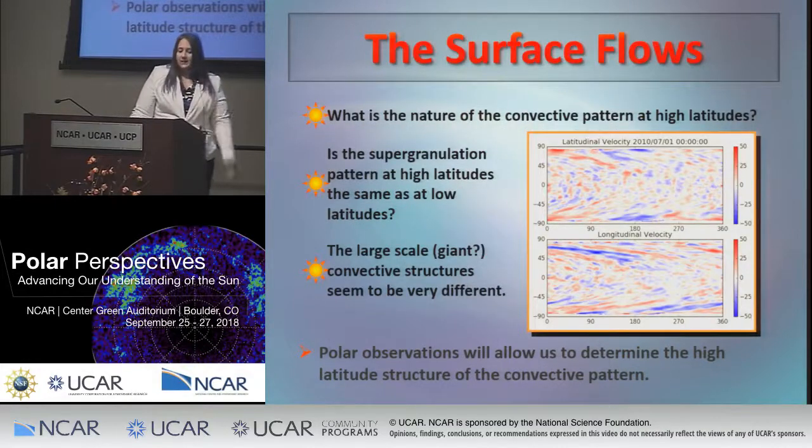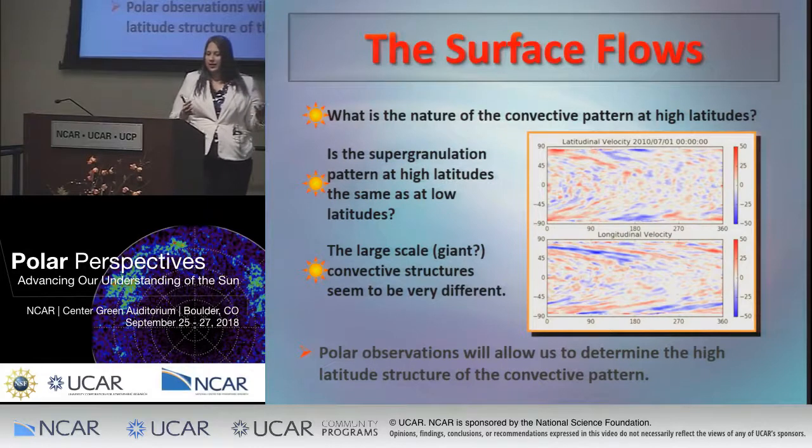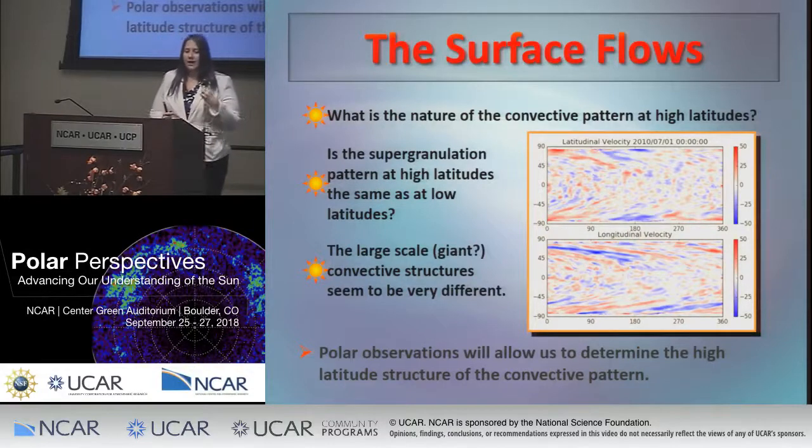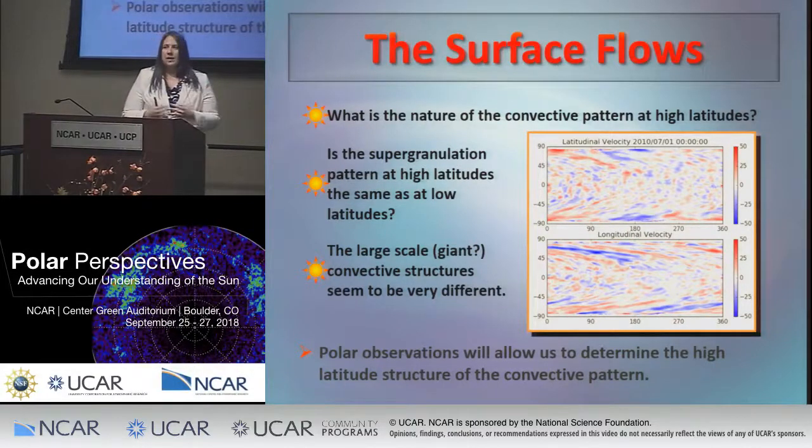Another thing that's very interesting, and more important in terms of the sun as a star and the global solar cycle progression, is what is the nature of the convective pattern at high latitudes? Is the supergranular pattern at high latitudes the same, or is it slightly different? I'm in particular interested in what the large-scale convective structures look like, because David and I have done measurements by feature tracking of the supergranules, and we've got maps that are very much like this.